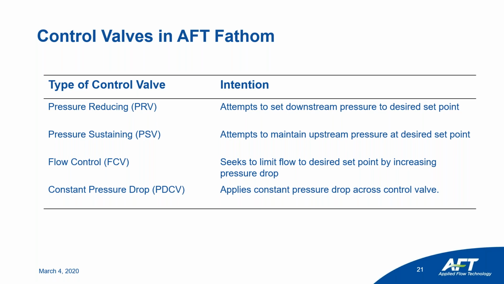So the first type is pressure reducing. In this case, we're trying to set the pressure immediately downstream of the valve. Pressure sustaining is the opposite, where now the set point is the upstream pressure. Our flow control valve controls flow, right? And so that'll seek to limit flow by increasing pressure drop. And then finally, we have the constant pressure drop, which applies a constant pressure drop. Who would have thought?